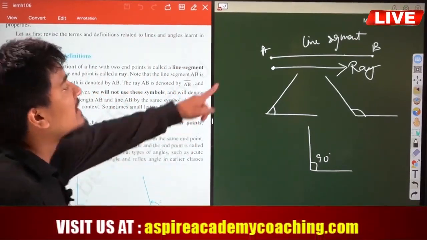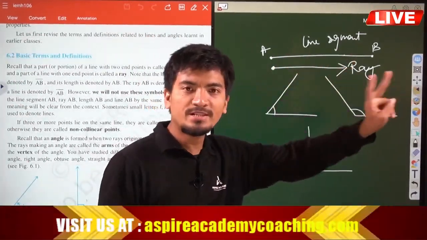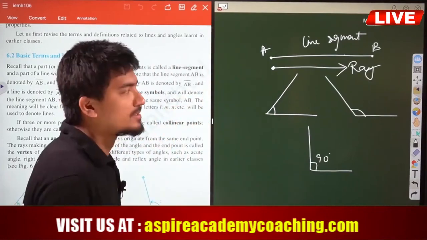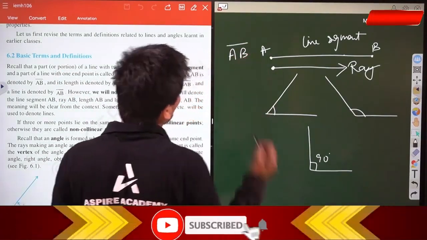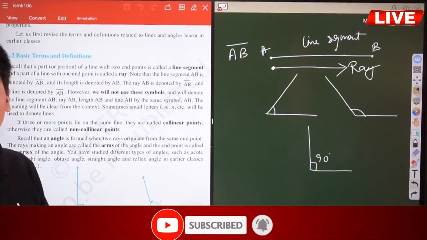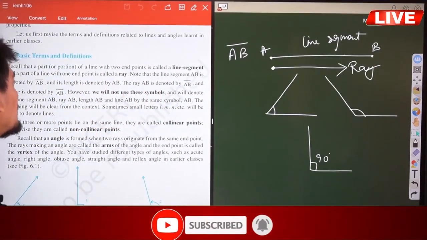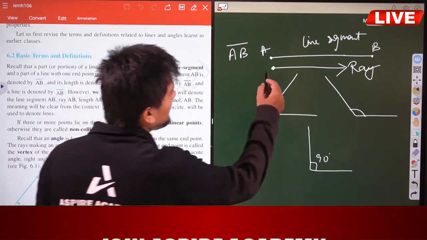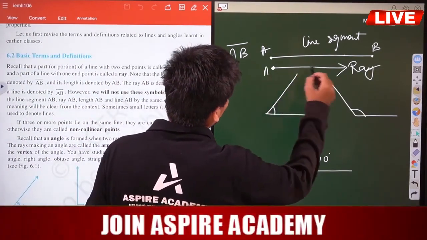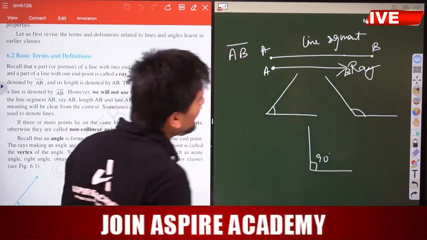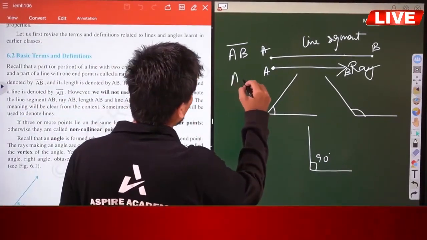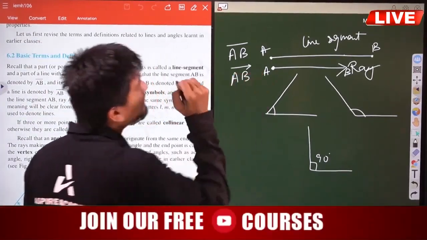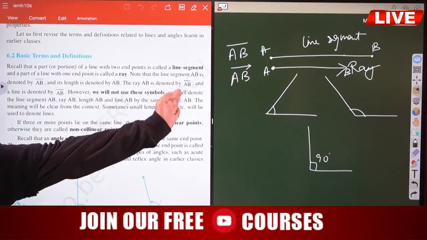And this line segment AB, which has two end points, can be denoted as A, B, bar. And the ray, if I point it as AB, I can write as A, B, like this, a ray.